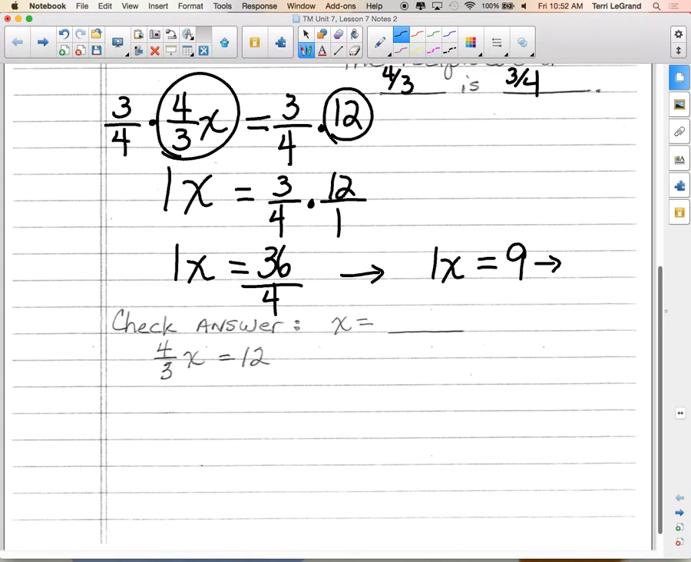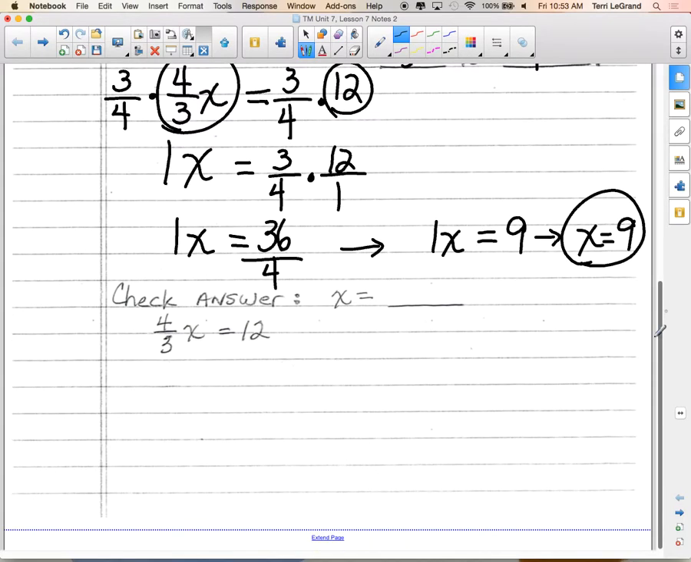Anybody know what can be left out of there? If there's only 1x, what's that the same as then? x. If we have a 1x, that's the same as x. We will not see it written with a 1 in front of it. We can clean it up. 1x is the same as x. So that is our solution. Let's check our answer now. x equals 9 is our solution.